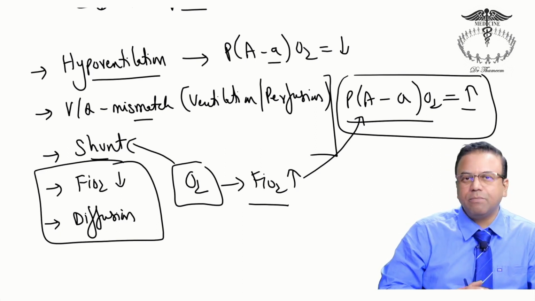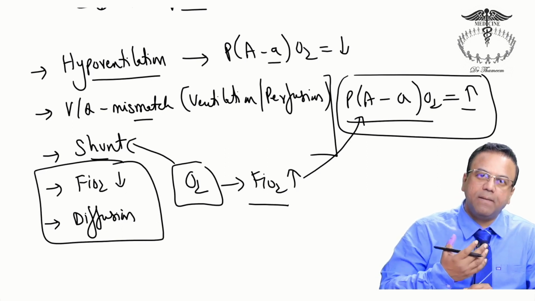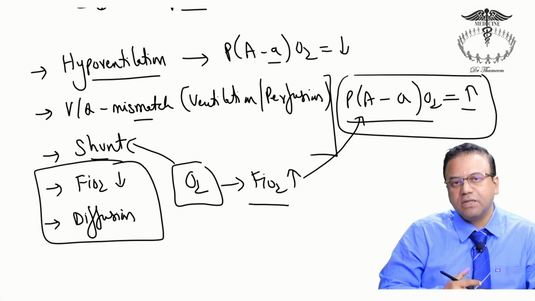I'll give you a simple example of a shunt. Let's say a patient has tetralogy of Fallot. This is an intracardiac shunt, extrapulmonary, not in the lung. This shunt is in the heart itself.